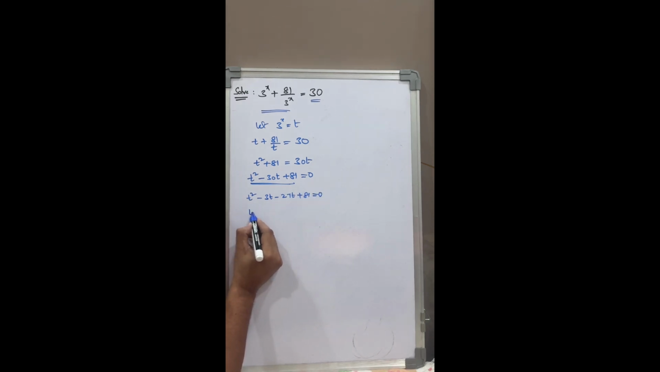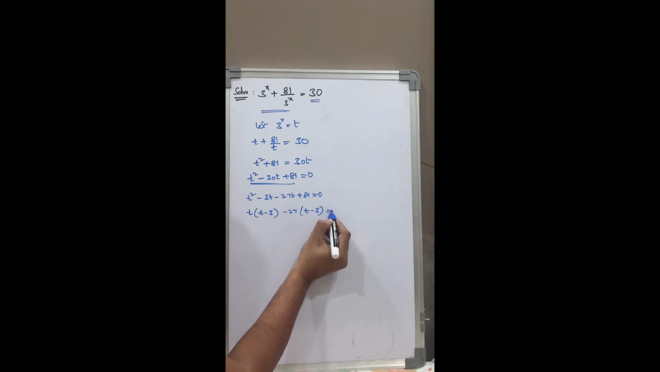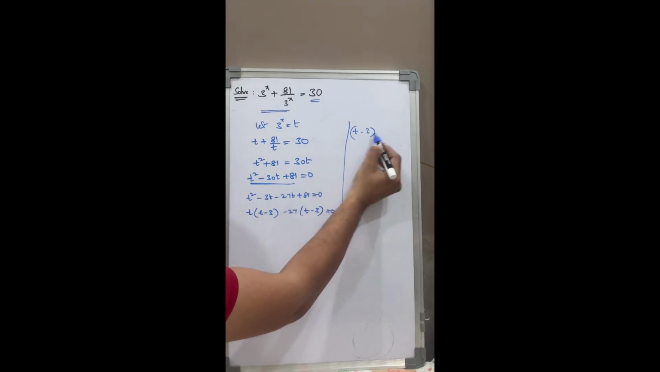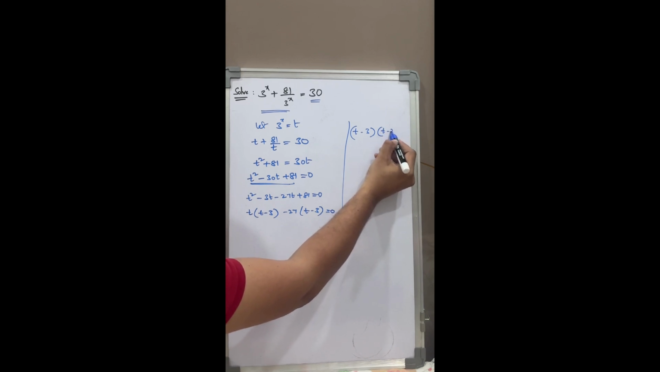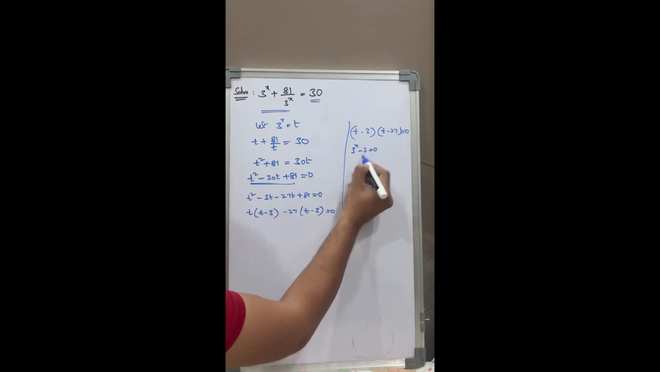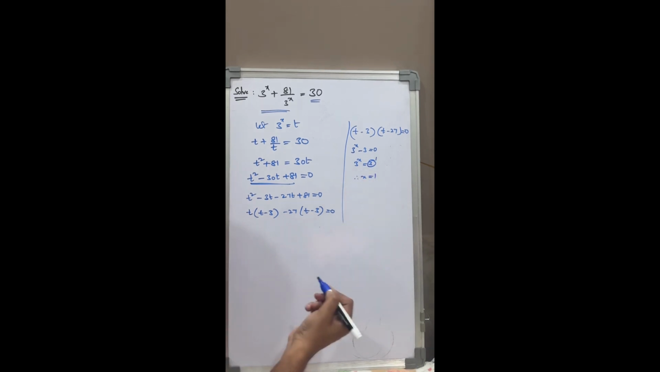I'm using the factorization method. So t is common, (t - 3), minus 27 is common, (t - 3) = 0. In both of these two terms, t - 3 is common, so we get (t - 27). So in place of t, I can write 3^x. So 3^x = 3, that means 3^1. Therefore, x = 1.